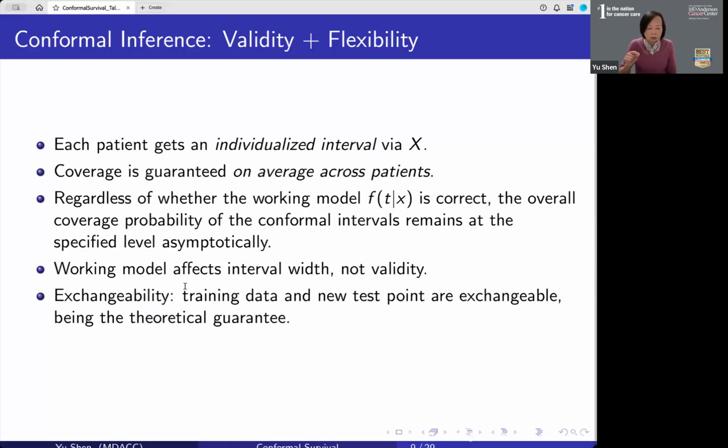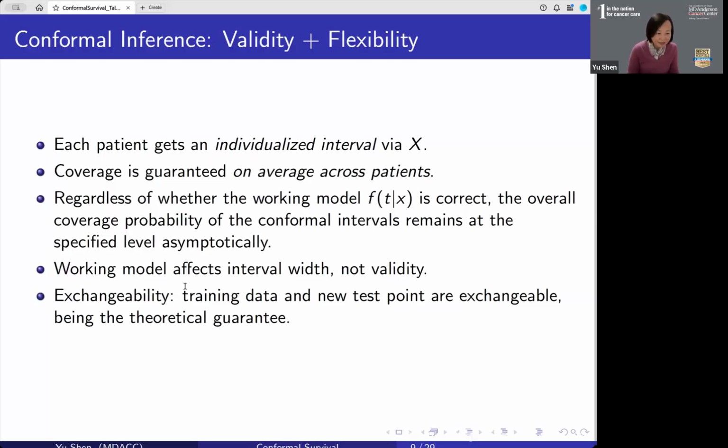Indeed, the working model can affect the sharpness of the estimated interval. A better model will give a narrower prediction interval; otherwise, we will have a wider interval. But they are all valid. They all achieve 90% or 95% coverage probability based on the conformal approach. That's the beauty of conformal inference.